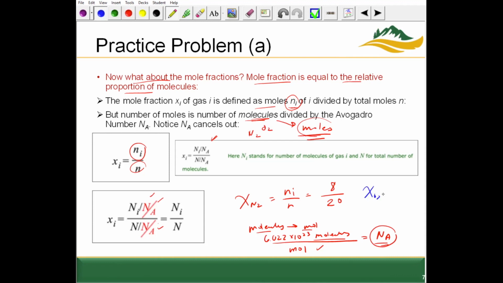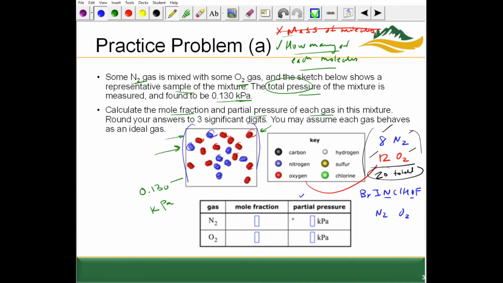So for chi of O2, total number of molecules, now we can say as total number of moles, given that we understand this conversion factor between molecules and moles using Avogadro's number. Then N sub i for oxygen would be 12, and total is 20. So chi O2, or the mole fraction of O2, chi N2, or the mole fraction of N2, is how we say those. In our problem, we did calculate those partial pressures. That was the 8 over 20 times the total pressure, and the 12 over 20 times the total pressure.